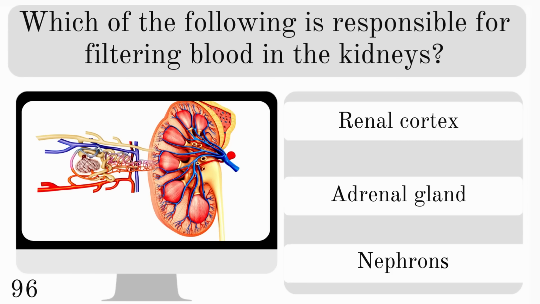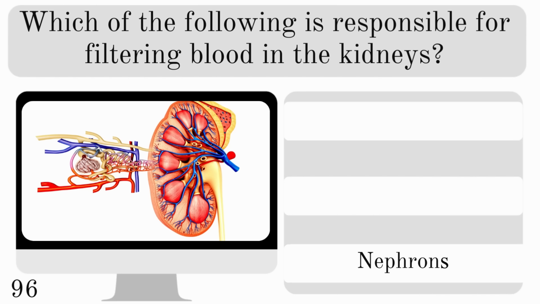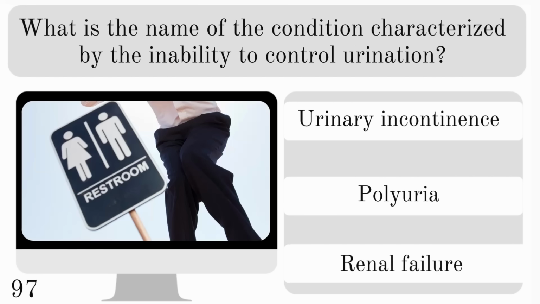Which of the following is responsible for the filtering of blood in the kidneys? Is it the renal cortex, adrenal gland or nephrons? And the correct answer, nephrons. What is the name of the condition characterised by the inability to control urination? Urinary incontinence, polyuria, or renal failure? And the answer, urinary incontinence.